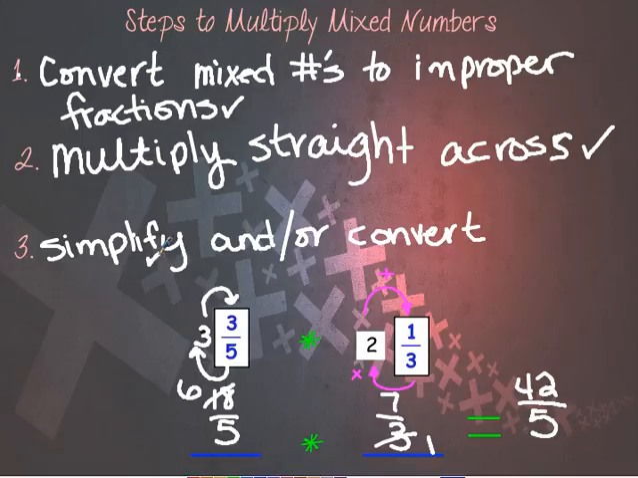So here I have 42/5. 5 goes into 42 8 times, with 2 left over, and 5 in each group. So now I've converted, so now I know that I'm done. My answer is 8 2/5.